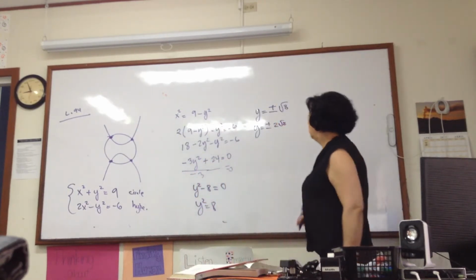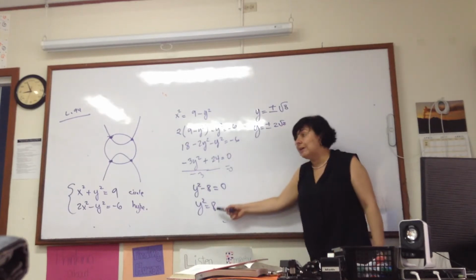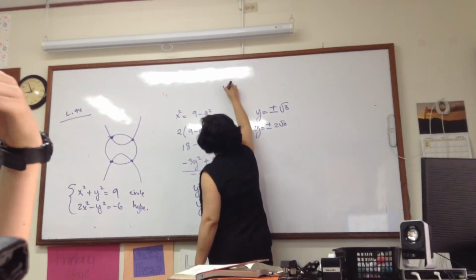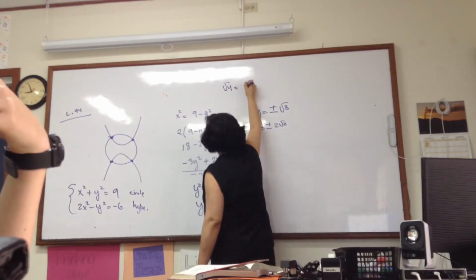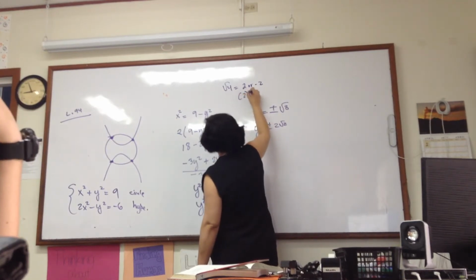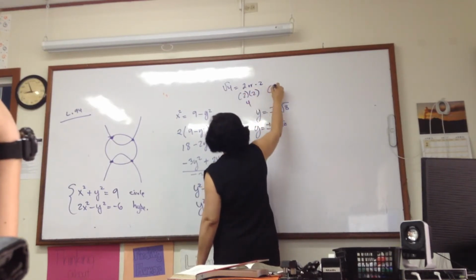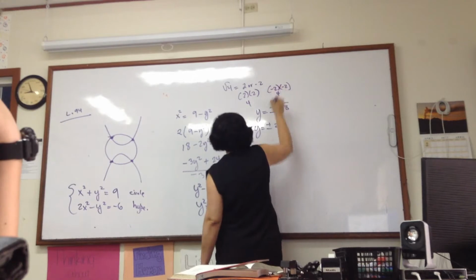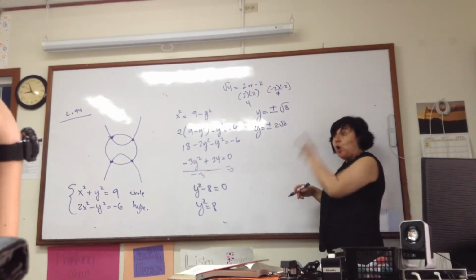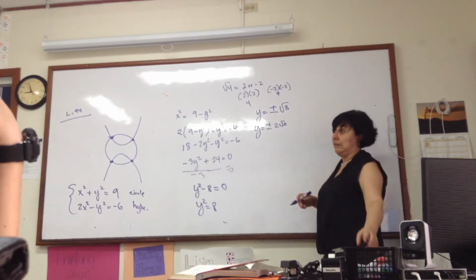Why? Because it's a y squared. And you remember that the square root of 4 can either equal 2 or minus 2. Why? Because 2 times 2 is 4, and minus 2 times minus 2 is also 4. Same here. So when you have square roots, you always put plus minus because it can be either one. Okay?